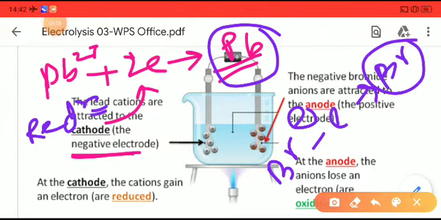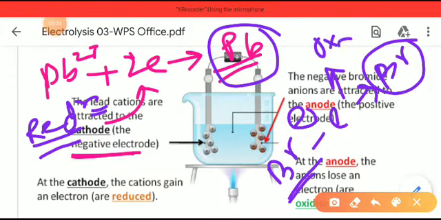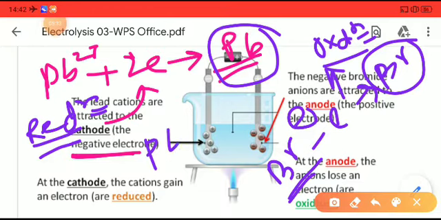Okay, but in case of the anode, Br minus is leaving its one electron and becoming neutral Br. So losing one electron means, in the anode, what happens? Oxidation reaction is happening. Okay. So by doing this electrolysis, what we get as the end products are neutral Pb and neutral Br. And one Br with another Br will form Br2.